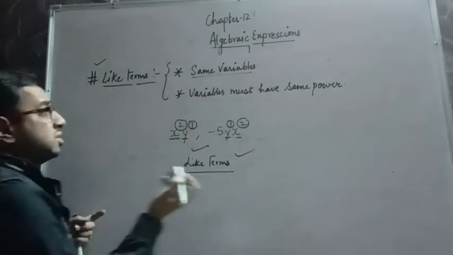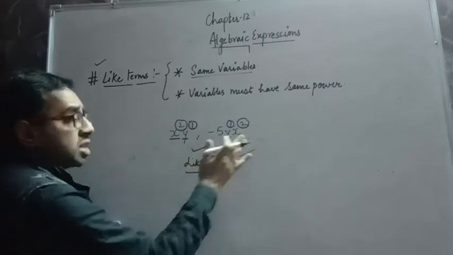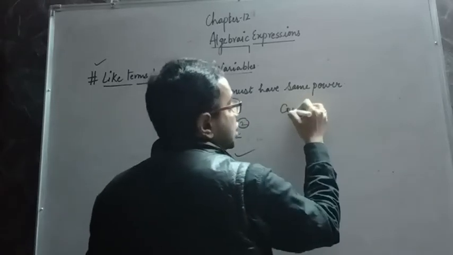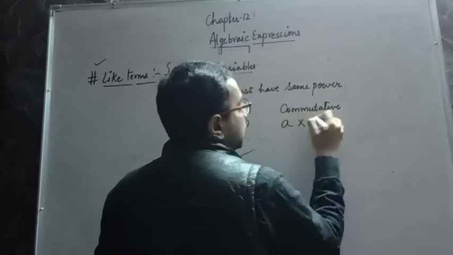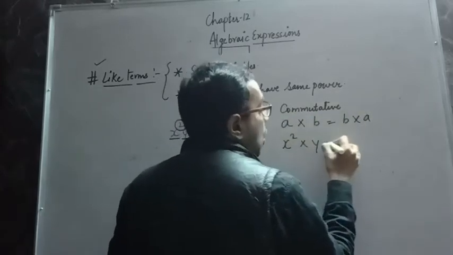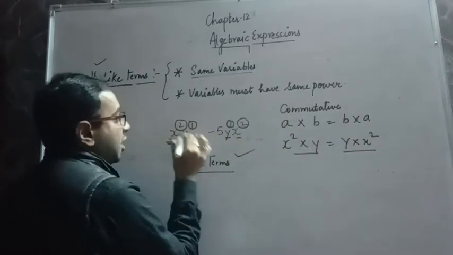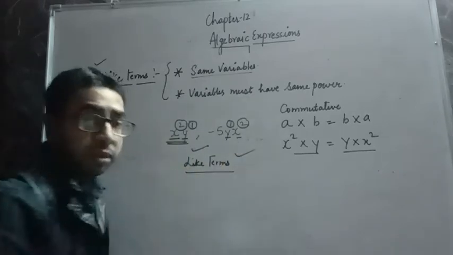You might be thinking, sir, we have written x square first and y here, and y first here and x square. See, multiplication is always commutative. I hope you know that. A into B is B into A. Similarly, x square into y or y into x square, both are same. They are multiplying here right now. If no sign is there, it means multiplication.